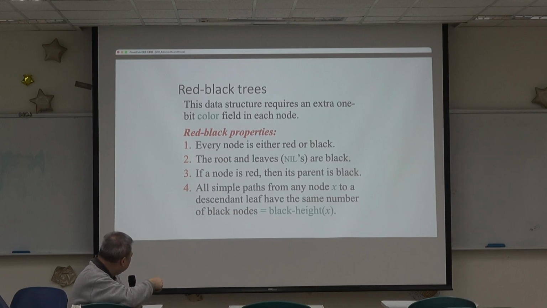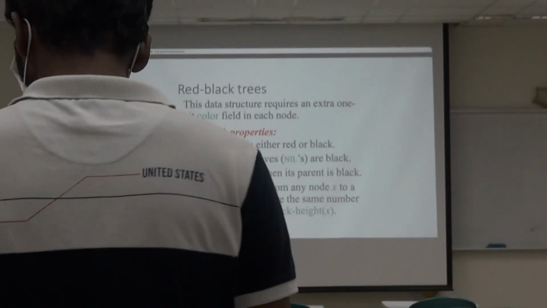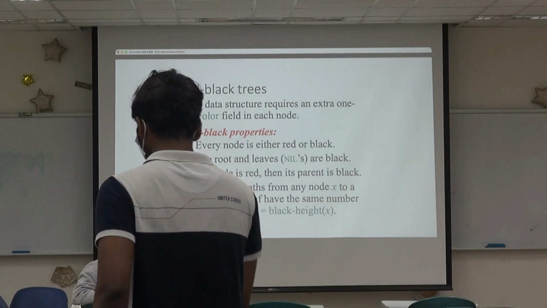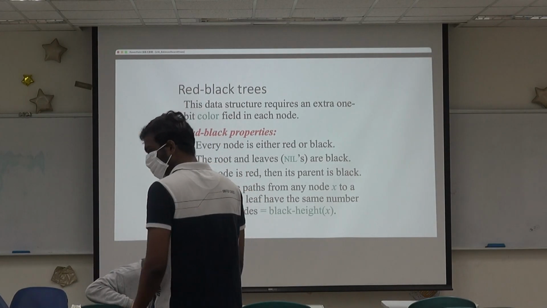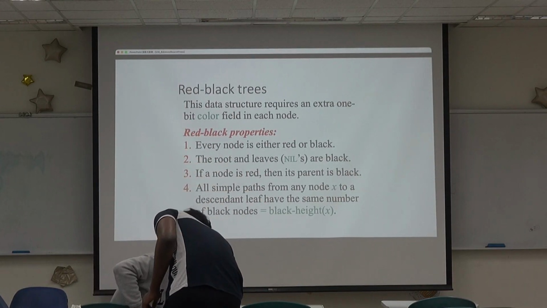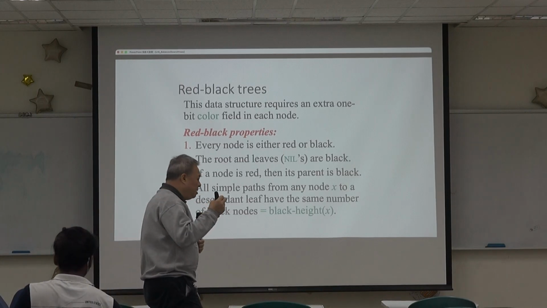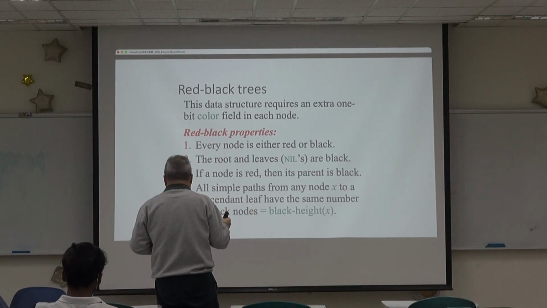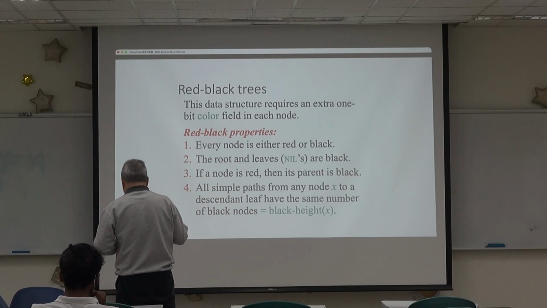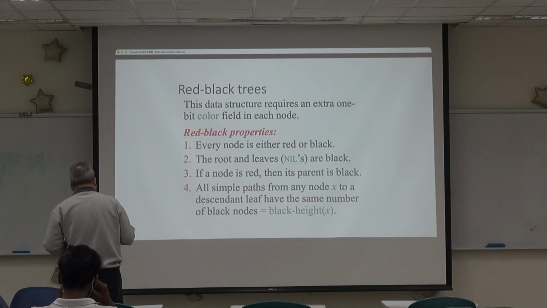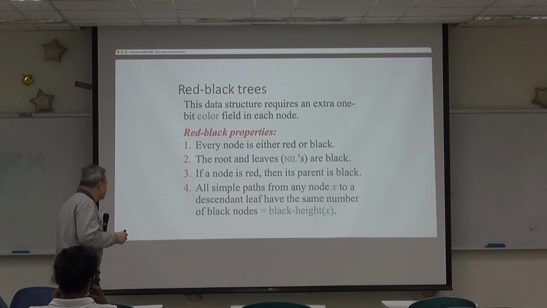Okay, the third property. If the node is red, its parent is black. So if this node is red, its parent must be black. Okay?